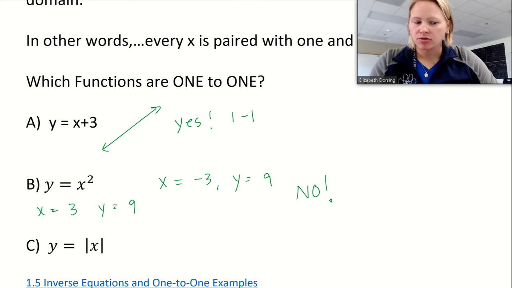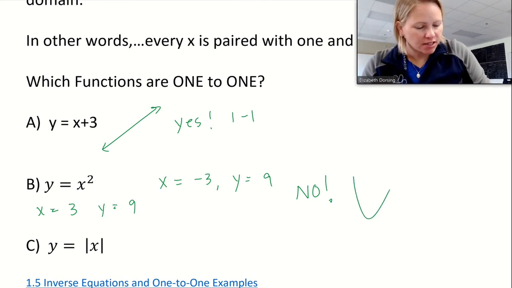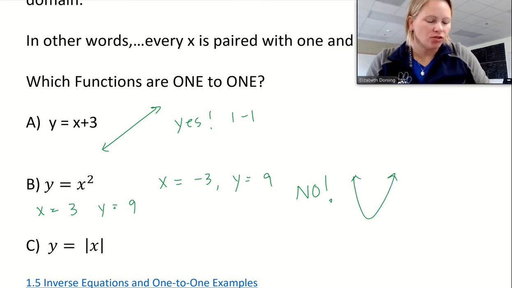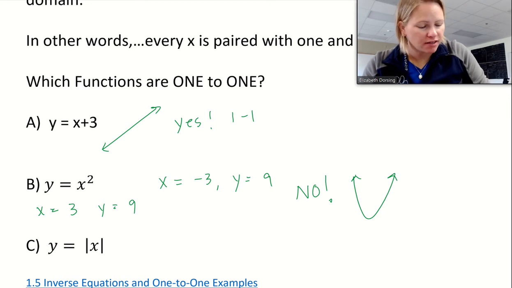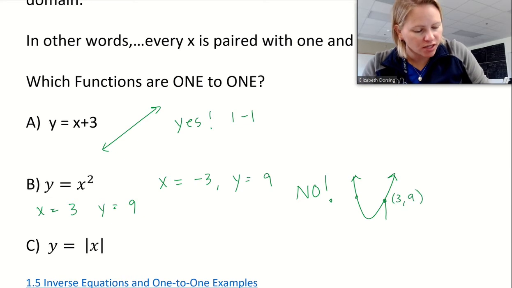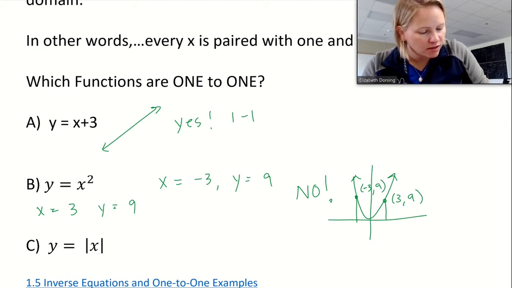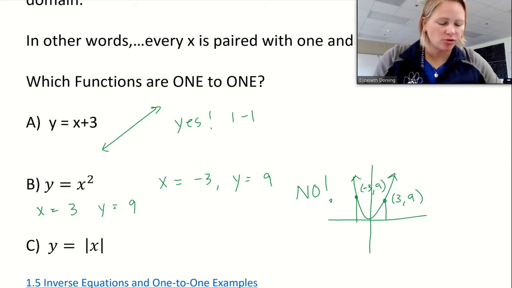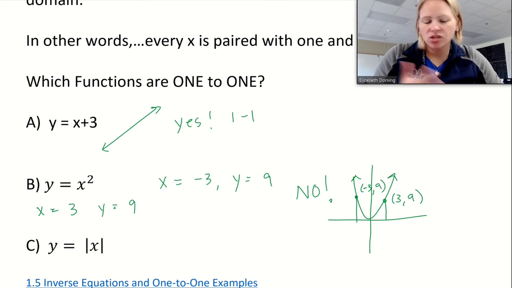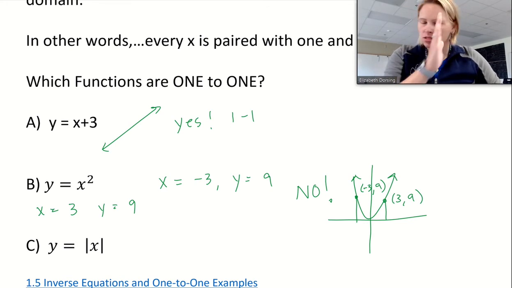Using this counterexample, graphically, it would look like this. You'd have a parabola here, and you would see that, if this is 3 and 9, on the other side you'd have negative 3, 9. So there is your graphical representation. That's what it would look like. I want you to keep an eye on that too, because we talked a lot about this whole vertical line test.